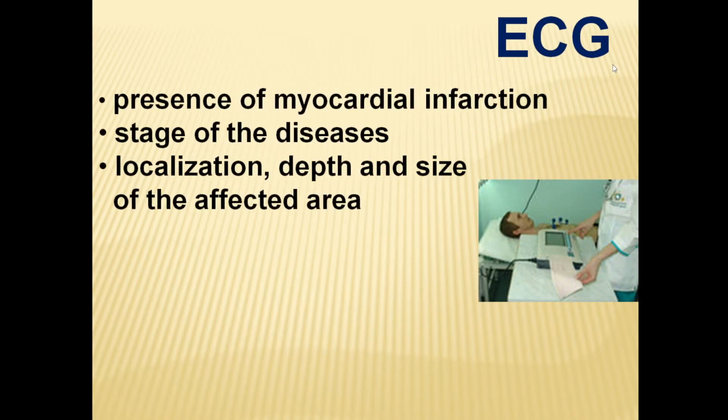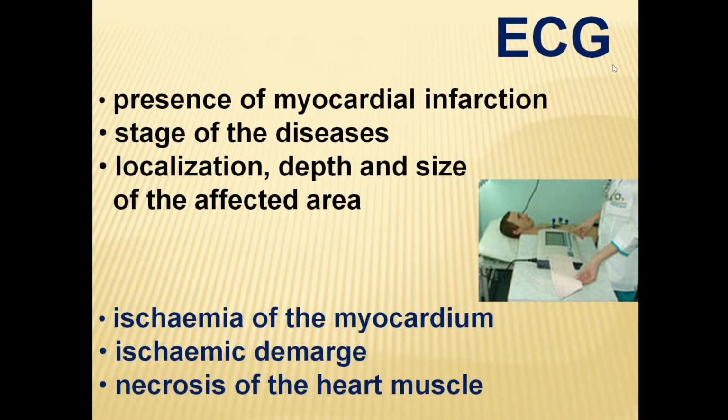ECG is the main method of diagnosis. I told you it helps to clarify stage, localization, depth, size, and location of myocardial infarction. And depending on ECG, we distinguish three periods of development of myocardial infarction: initial ischemic, then ischemic damage, and final necrosis. The later the patient is examined, the deeper changes of the heart will be revealed on ECG. For example, if we examine the patient in the first hour after the attack of pain, we can reveal the initial stage of ischemia or ischemic damage, and the earlier we start adequate therapy, the more effective our treatment and the better the prognosis for the patient.